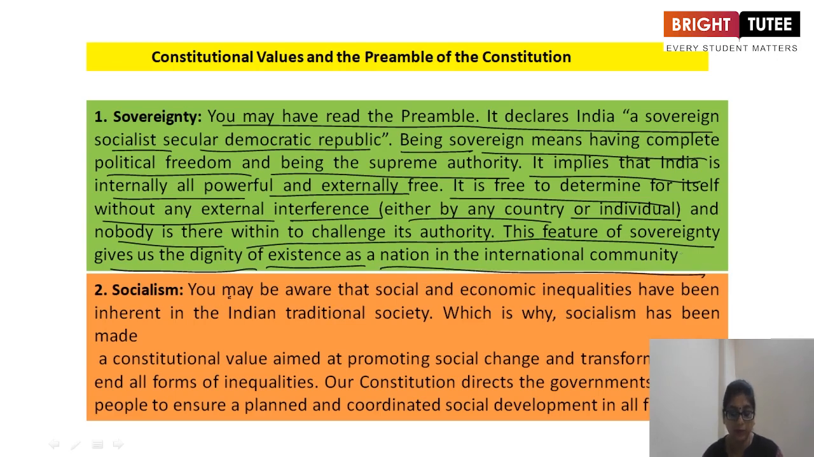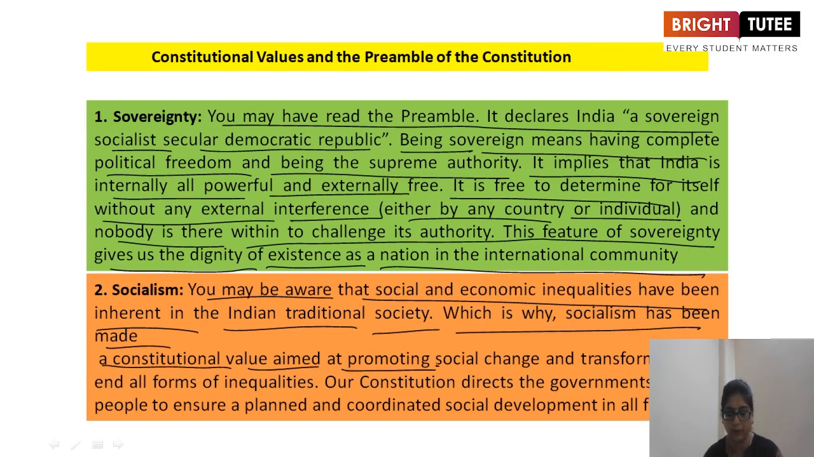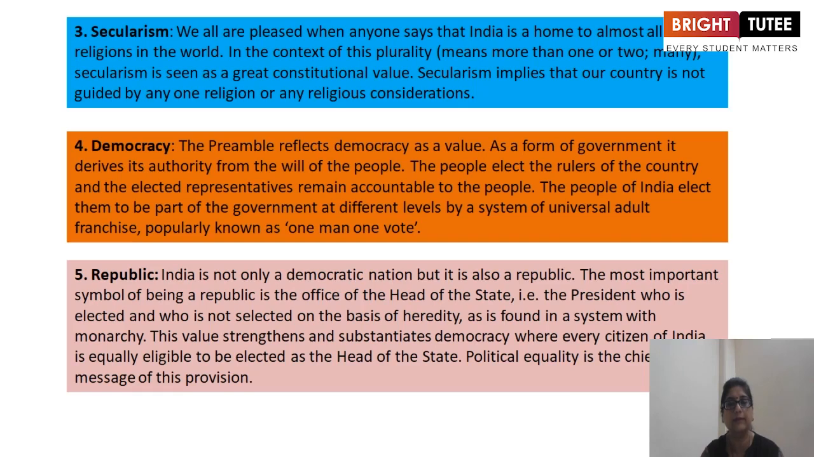The next one is socialism. You may be aware that social and economic inequalities have been inherent in Indian traditional society, which is why socialism has been made a constitutional value, aimed at promoting social change and transformation against all forms of inequalities. Our constitution directs the government and the people to ensure planned and coordinated social development in all the fields.